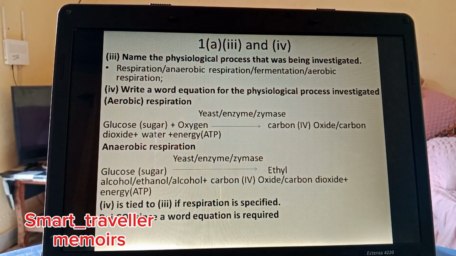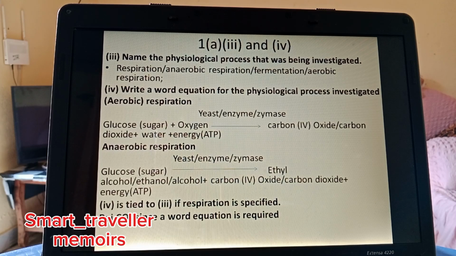1A, 3 and 4, sorry. Name the physiological process that was being investigated. The physiological process is respiration, or you say anaerobic respiration, fermentation, aerobic respiration, all those were alternatives which got a mark.